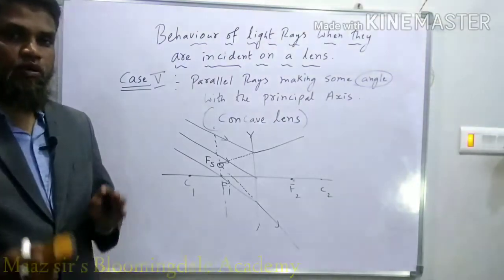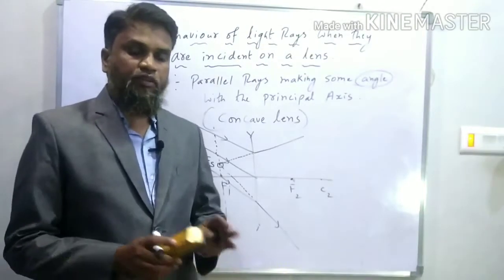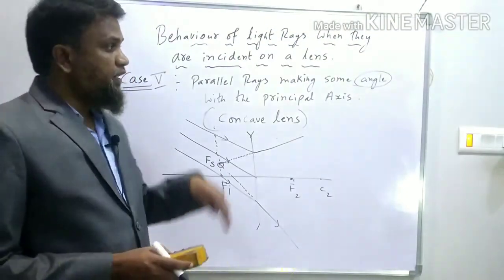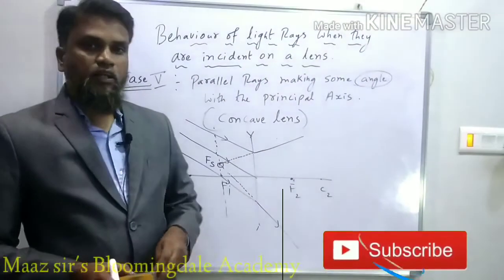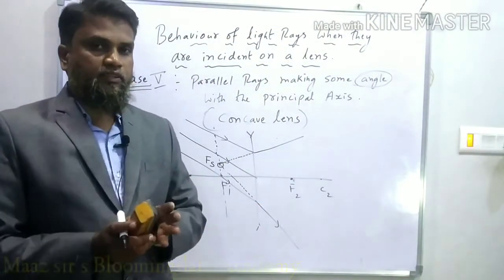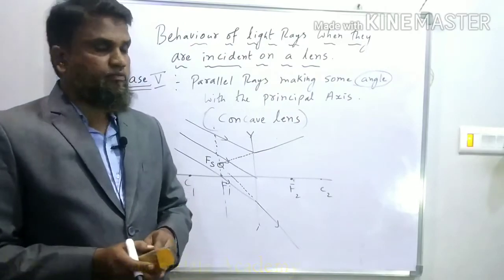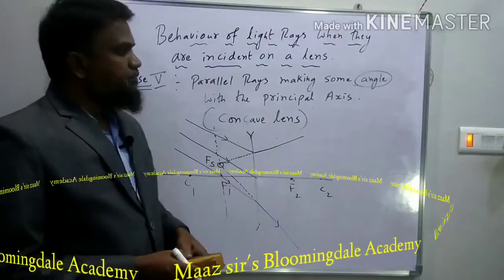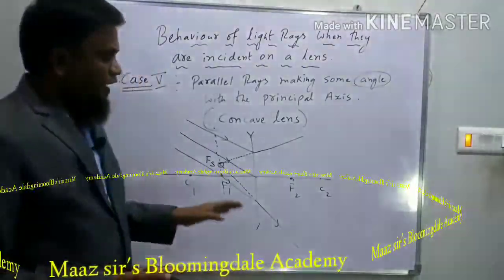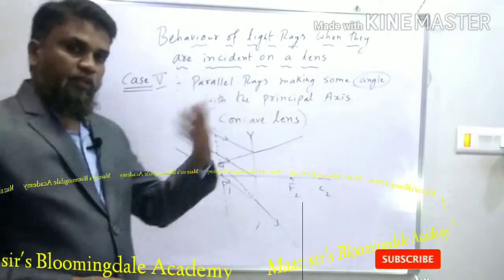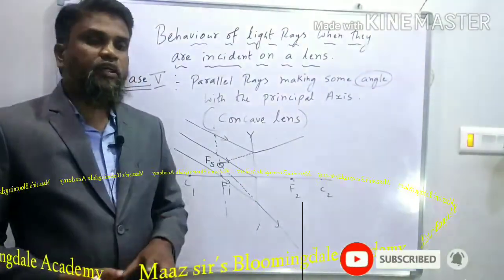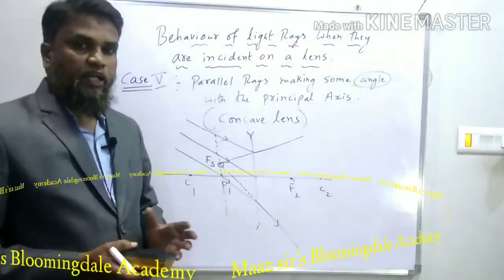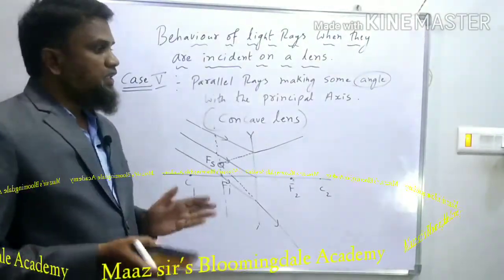So these are some of the situations of different light rays, especially the incident ray, when it is falling on the surface of the lens. In the examination, they may ask you to draw the ray diagram if parallel rays are making an angle with the principal axis. So you have to draw these ray diagrams for convex as well as for concave lens. I hope that you are able to understand this concept, and this concept is very easy to understand.